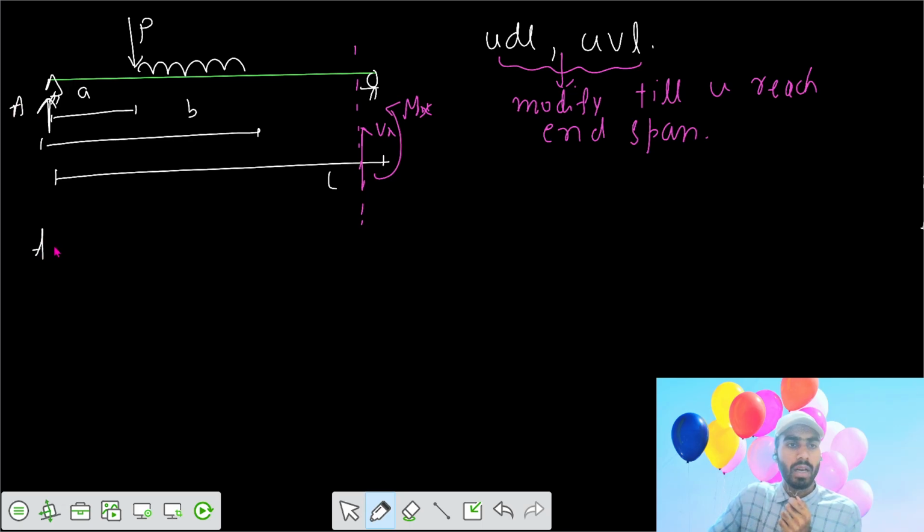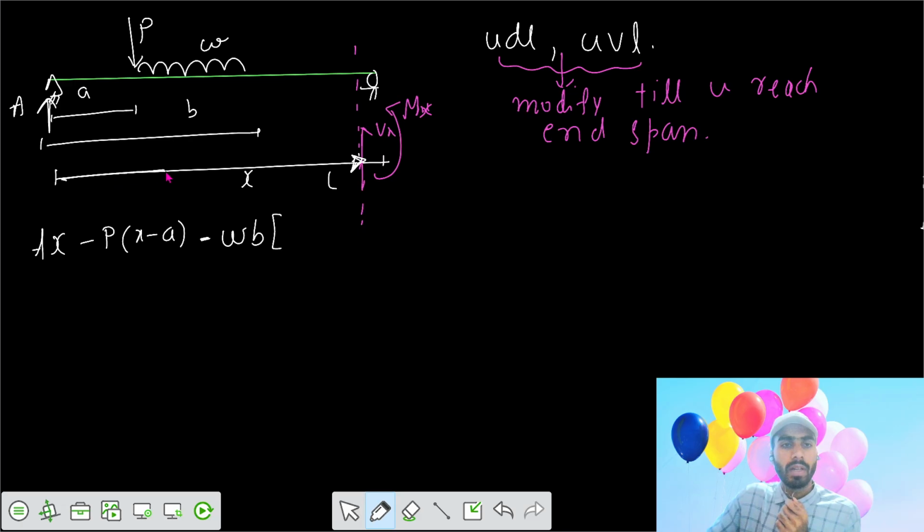So reaction A becomes A into X. So this is your X. At this point, this is your X. We can write AX minus B into X minus A. Then after that you have a loading W for length B. Then we can write W into B, and it acts at, see, your value of X is here.